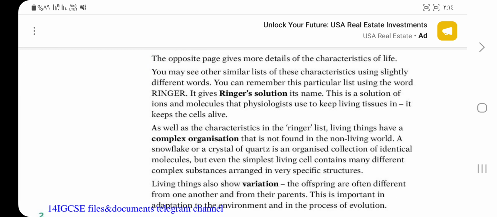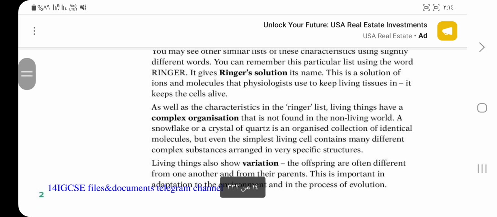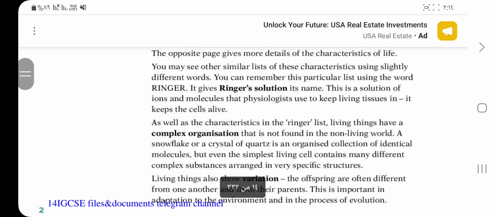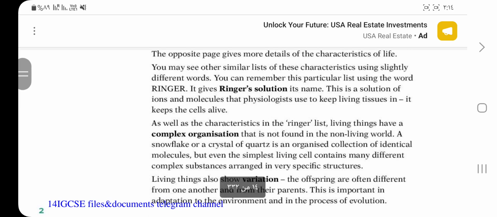The opposite page gives more details of the characteristics of life, and you may see other similar lists of these characteristics using slightly different words. You can remember this particular list using the word Ringer, which gives a Ringer solution. What's the Ringer solution?